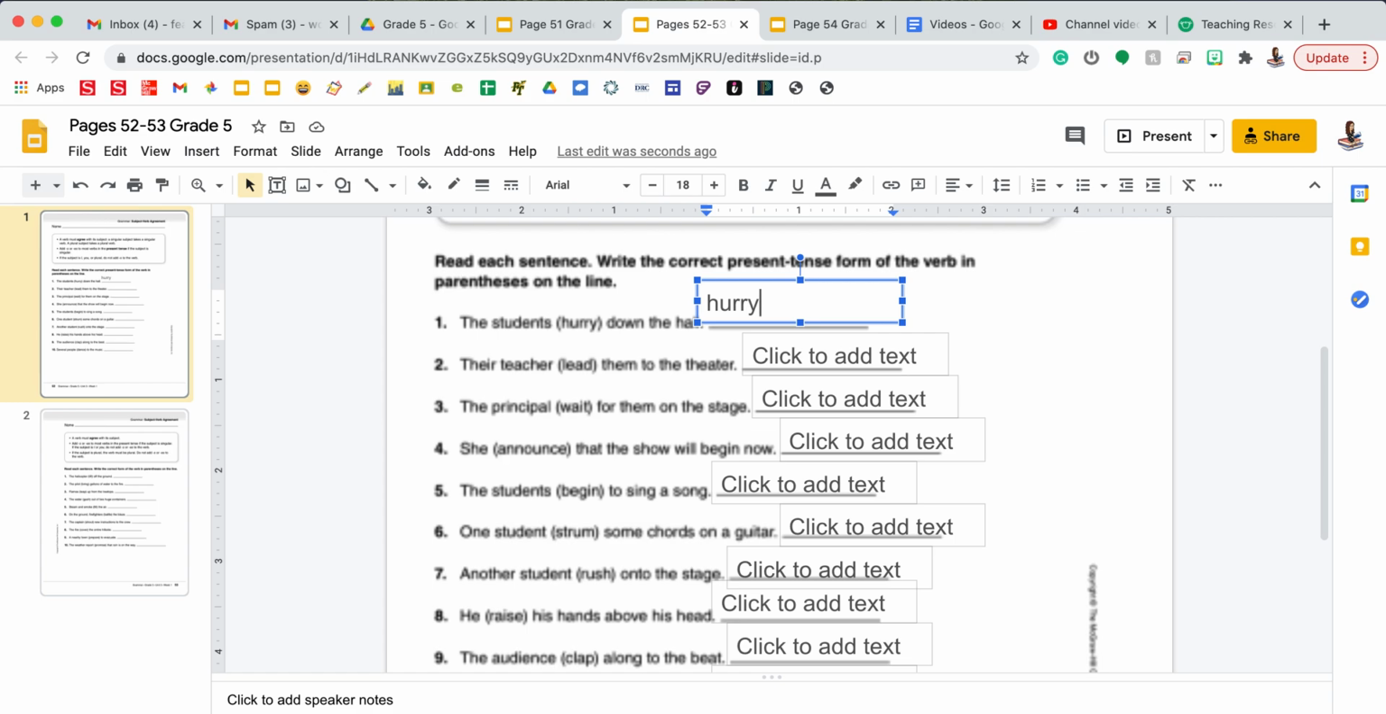Number 2 says, their teacher lead them to the theater. Since teacher is my subject and it is singular, I add an s to the end of leads. So it should read, the teacher leads them to the theater. You will finish this page with the same directions for 2 through 10.